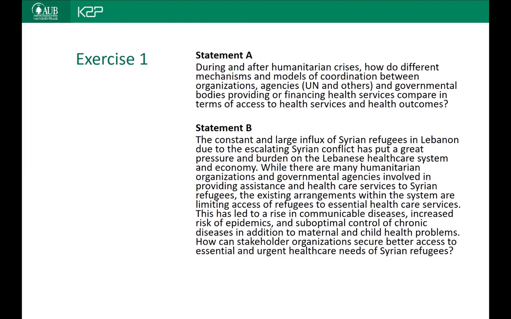And look at the third statement. This has led to a rise in communicable diseases, increased risk of epidemics, and suboptimal control of chronic diseases, in addition to maternal and child health problems. So I am telling them the consequences on health outcomes. What is the impact on health outcomes? And this is very important. And finally, how can stakeholder organizations secure better access to essential and urgent healthcare needs of Syrian refugees? I'm making the case. So it's very important.